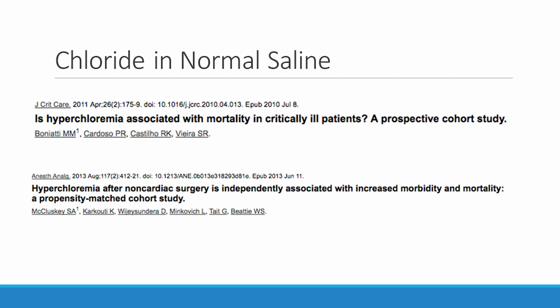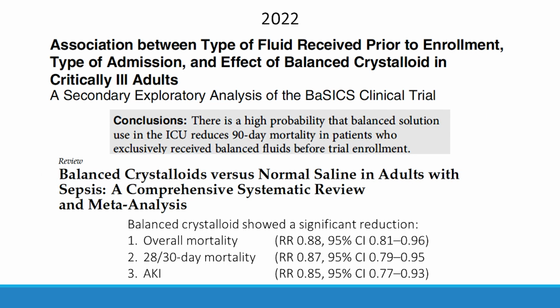It is the same in non-cardiac surgery. Again, it's associated with increased morbidity and mortality. In 2022, a study showed that there was a high probability that balanced solution use in the ICU reduced 90-day mortality, especially if they were given balanced solutions pre-ICU, like in the emergency department. And so you can see how just giving them 1 or 2 liters of normal saline in the emergency department is going to cause problems even further down the road, because it's going to trend towards a lot of that acidosis because of everything else they're being given.